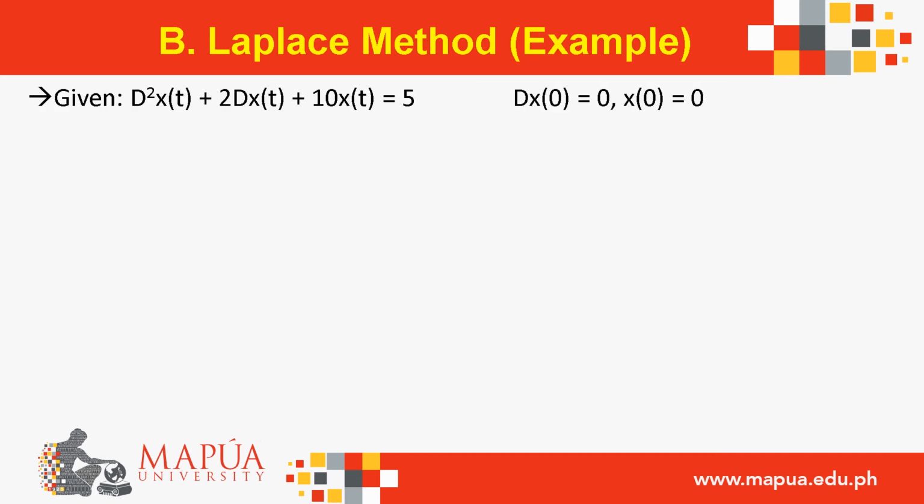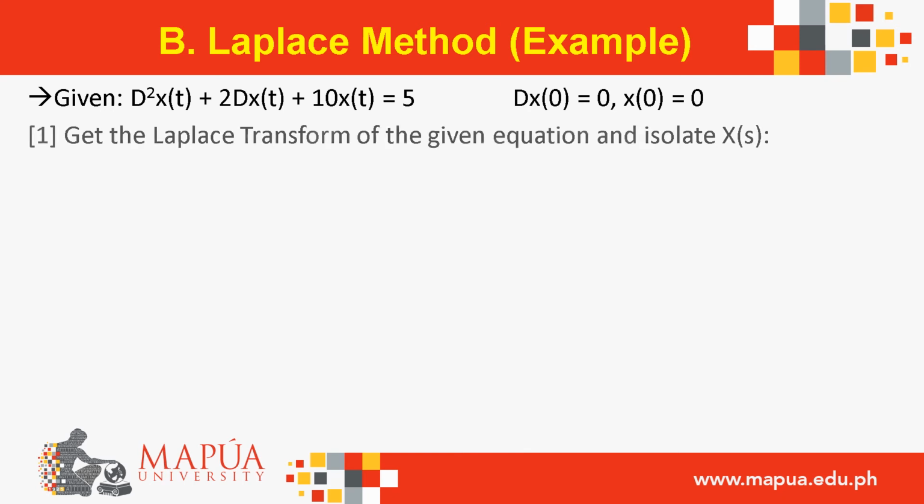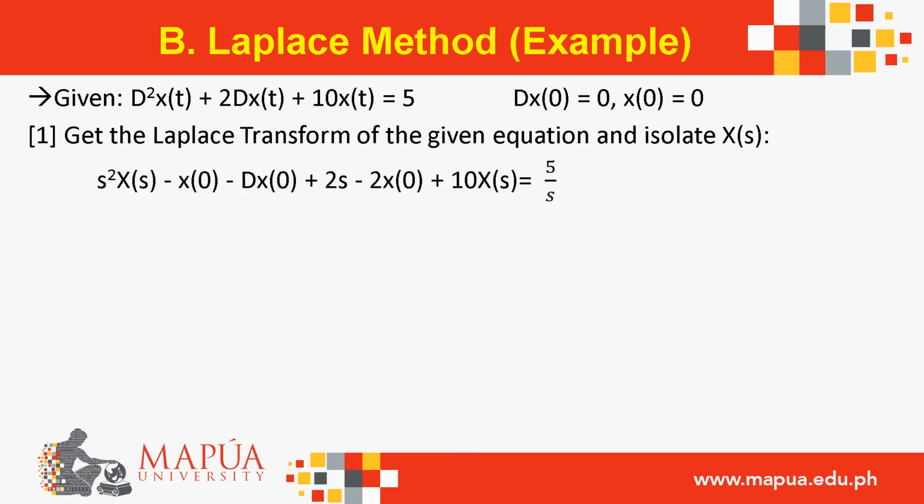For our example, given an equation x double prime plus 2x prime plus 10x is equal to 5, and initial conditions of x of 0 is equal to 0 and x prime of 0 is equal to 0, we will get the Laplace transform of the given equation and isolate x of s. Since the equation is second order, we will have a Laplace transform equal to s squared x of s minus s x of 0 minus x prime of 0 plus 2s x of s minus 2x of 0 plus 10x of s is equal to 5 over s.